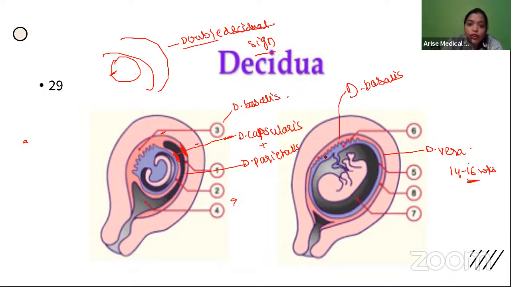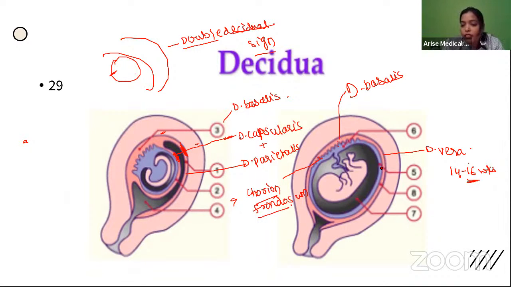The part of chorion which is present towards the decidua, which is projecting into the decidua and helping you in the formation of the placenta, what is that called as? That is called as chorion frondosum.